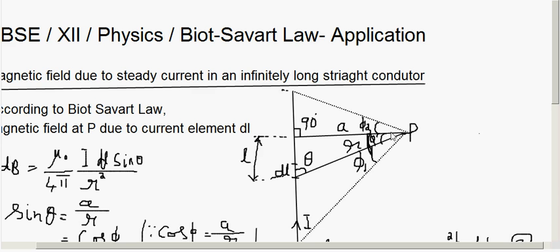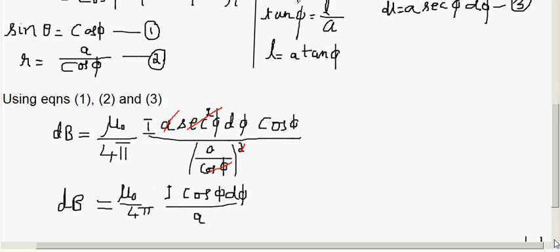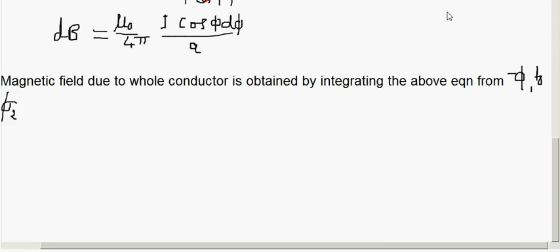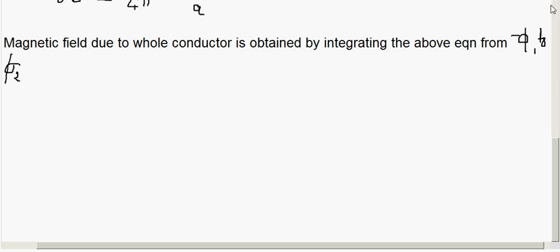Why minus phi 1? Because here I am taking the anti-clockwise direction. Remember, the negative sign came because here we are taking the angle phi 1 from this point P in the anti-clockwise direction. Magnetic field due to the whole conductor is obtained by integrating the above equation from minus phi 1 to plus phi 2. Now let us integrate.